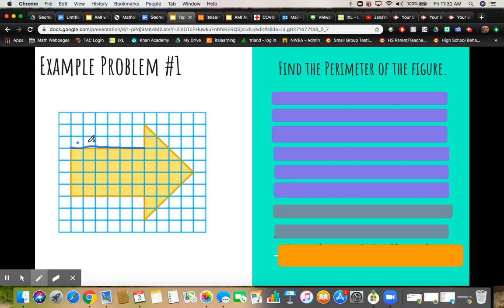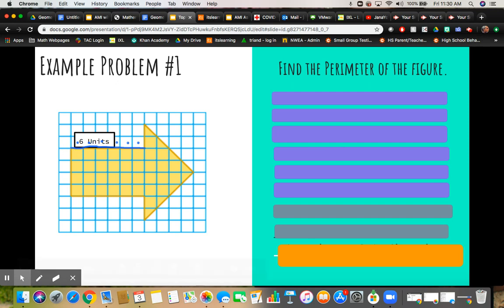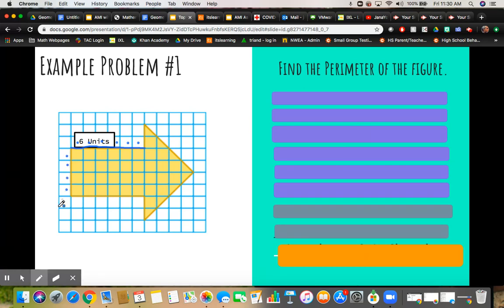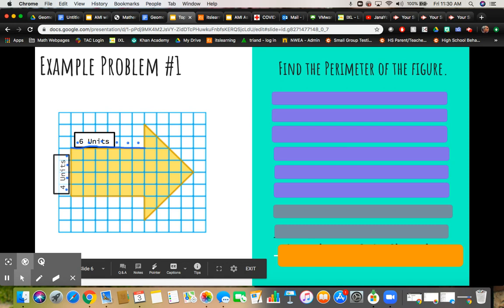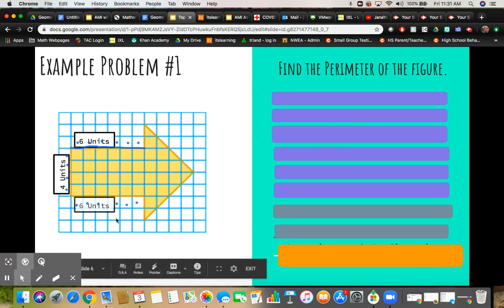Well, I know that this is 1, 2, 3, 4, 5, 6. And this is actually counting in units because of the blocks. So I'm just going to say that this side is 6 units. And then I'm going to count what this side to my left is. Well, I can see that it is 1, 2, 3, 4. That's a total of 4 units. And then this length right here is 1, 2, 3, 4, 5, 6. So I also got 6 units right here.